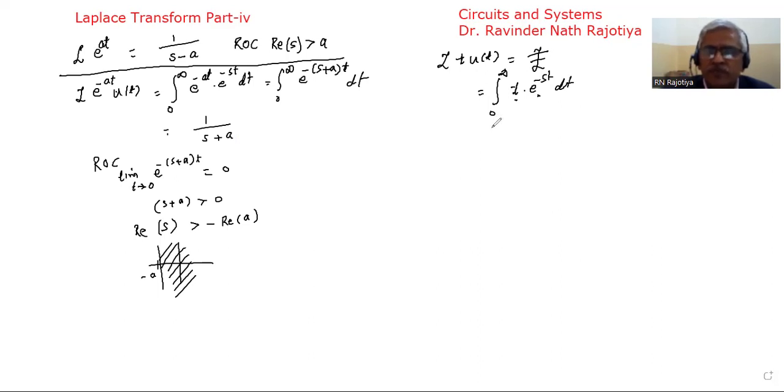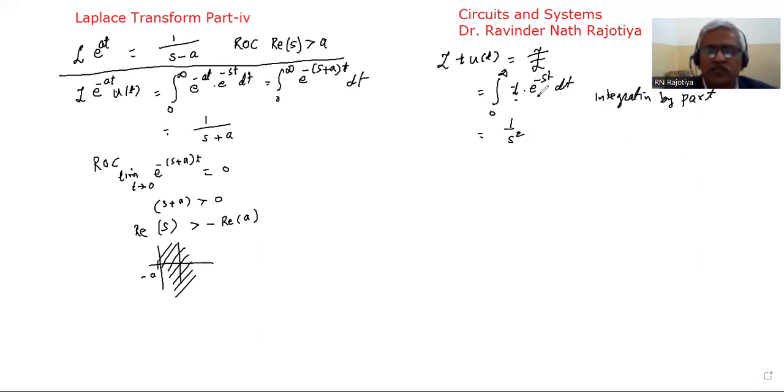And when you solve it by parts and substitute the limits, the answer to this will be equal to 1 by s square. I would expect that you solve it yourself and find out how this comes. This is integration by parts. So you can solve it using integration by parts, and that will be the solution for it.